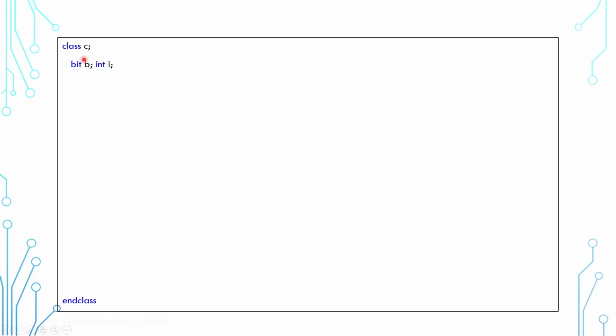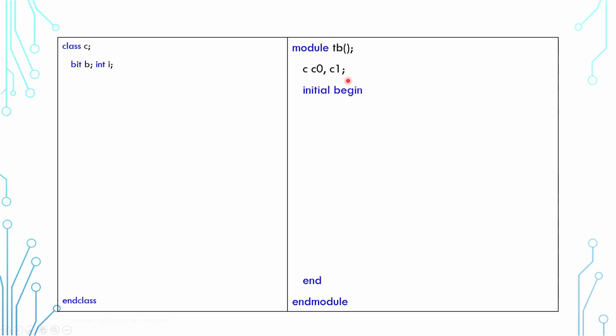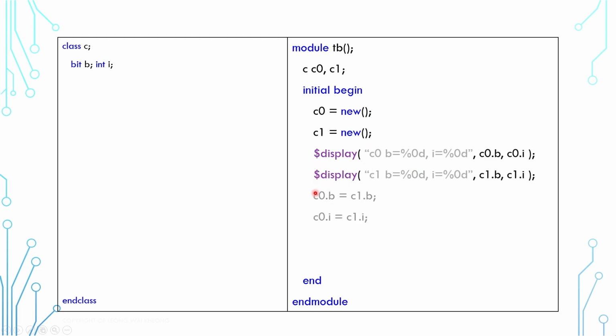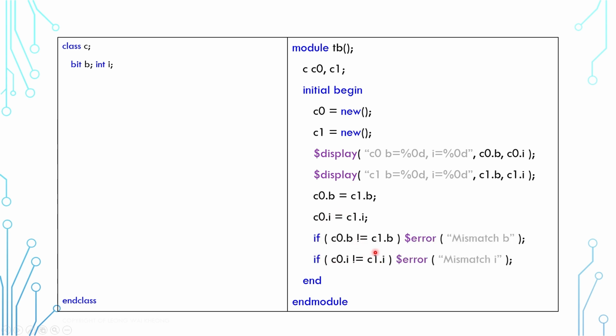This is a class. It contains a bit and an int, and they represent data. To use the class in a test bench, we need to declare some handles, and then we need to instantiate them. There are several things that we want to do with the data. For example, we want to display them, copy them, and compare them. Now, if you have a tendency to write code in this manner, you should always consider to write a function inside the class. Else, this would be a very difficult code to maintain.